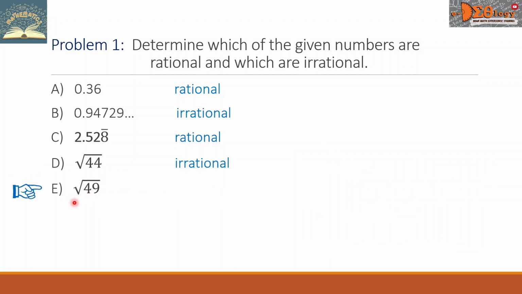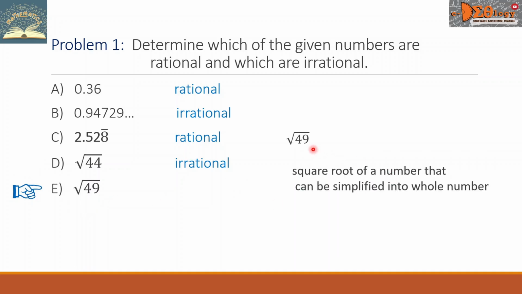Then letter E, square root of 49. This is a square root of a number that is 49, and we can simplify this expression into a whole number, and this is equal to 7. That means this is a rational number.